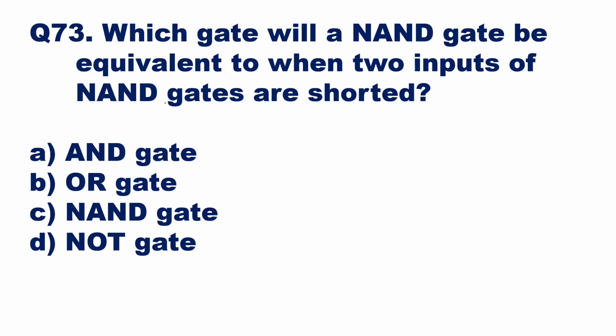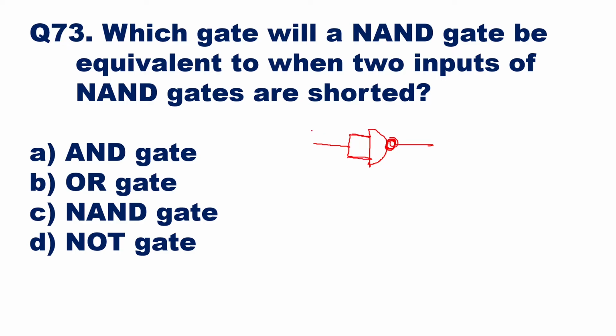Which gate will a NAND gate be equivalent to when two inputs of a NAND gate are shorted? So if you draw a NAND gate and it is a two input NAND gate, if the two inputs are shorted, that means you will have only one input here and one output here. So here it is complemented also, and these two inputs will have the NAND function.